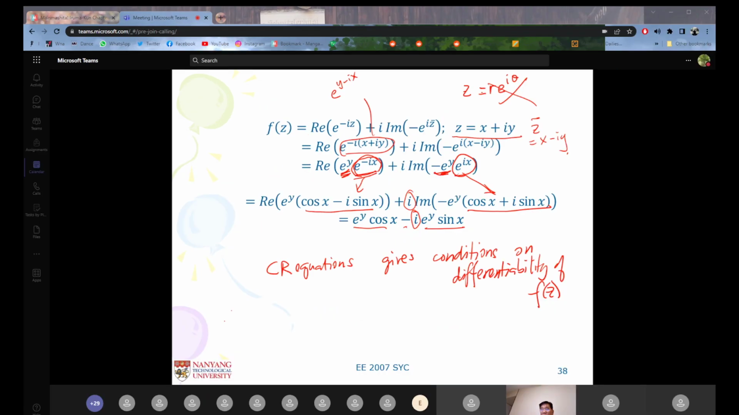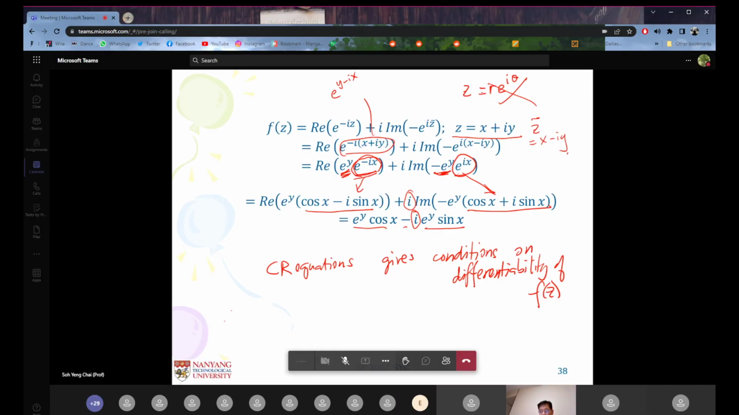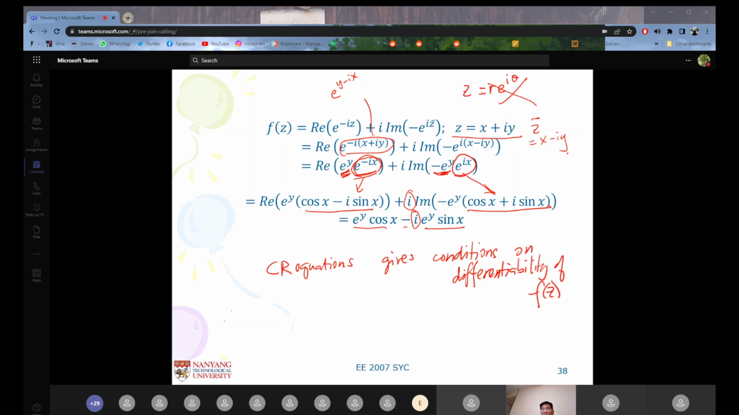It gives the conditions on the range of x and y in this case, and of course the range of z, the complex number, under which it is differentiable. So first of all, with CR equations you establish differentiability, and that allows you to identify the conditions on x and y or conditions on z under which you get a differentiable f of z.